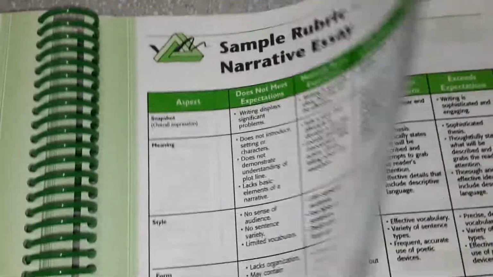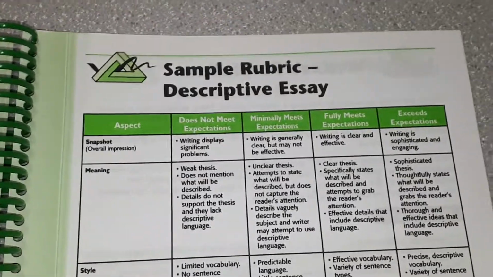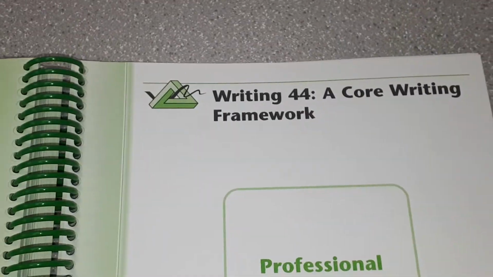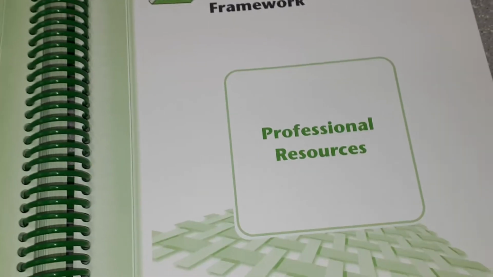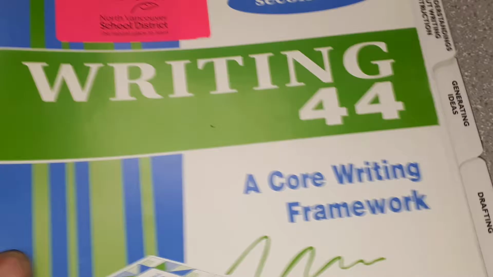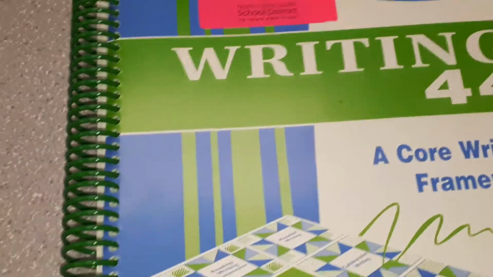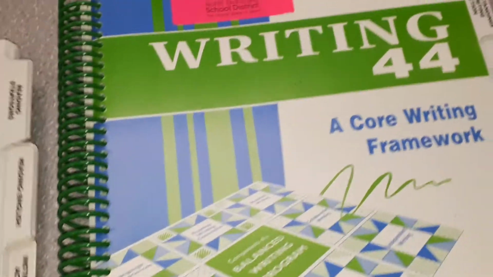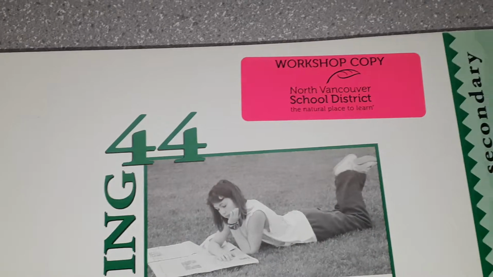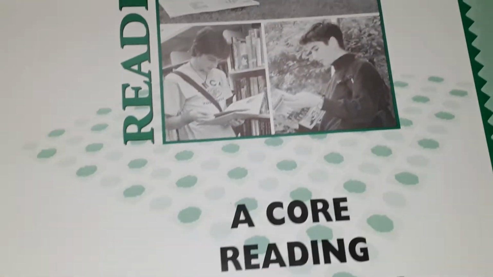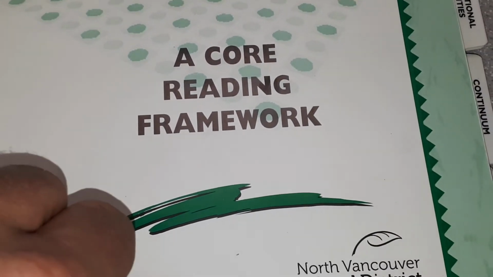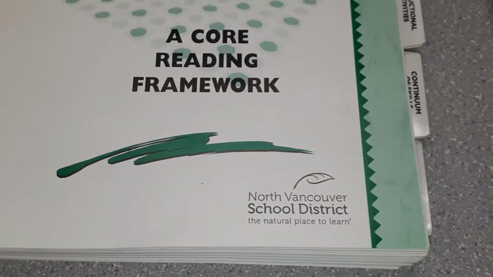And I'm going to move quickly because you can see there's lots of examples. And we'll end the video here for the sake of time. This has been a flash through the resources called Writing 44, the secondary book from North Vancouver School District, and Reading 44, a core reading framework. Maybe next time I'll make a longer video. Thank you for your attention.